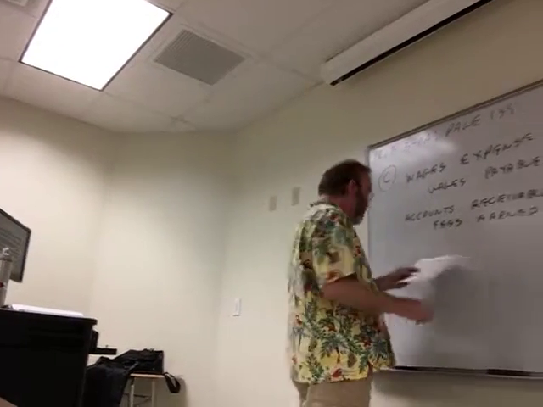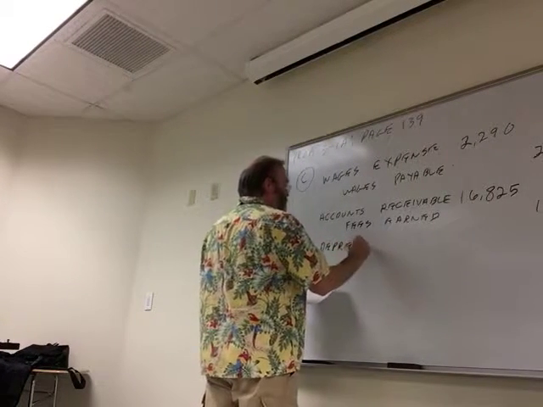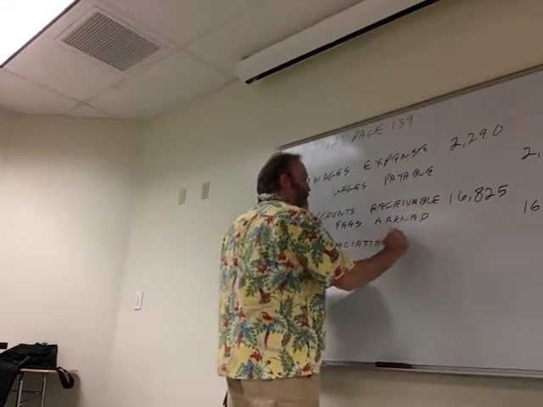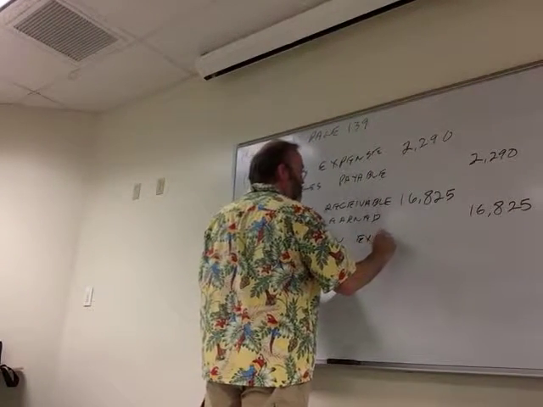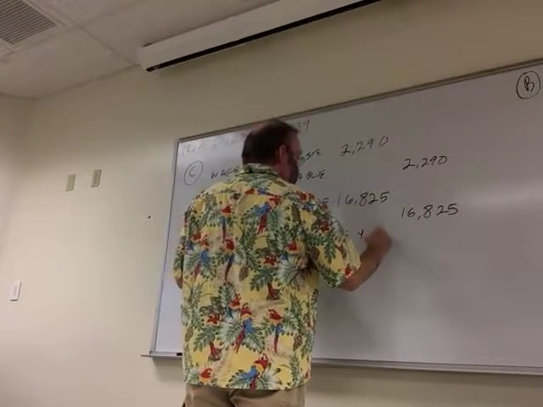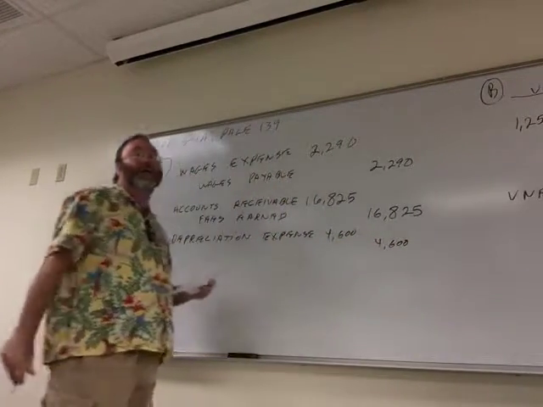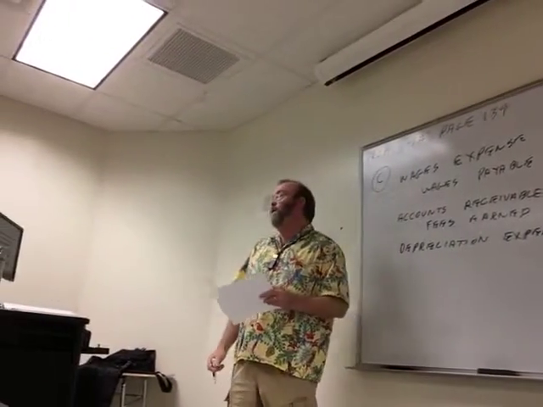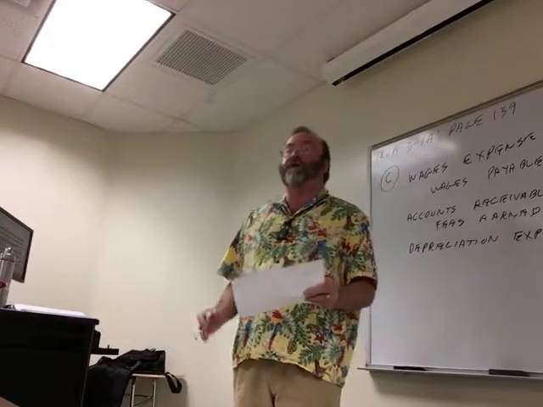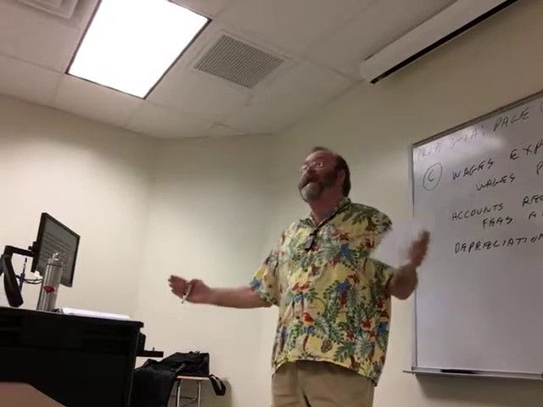But we've determined depreciation expense is $4,600. That's the income statement account. Now this one's a little tricky. The balance sheet account goes to something called a contra asset account. Contra asset. It's a negative asset.